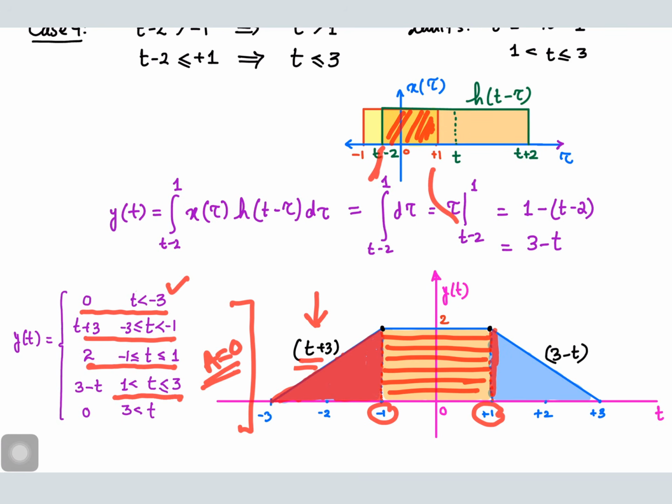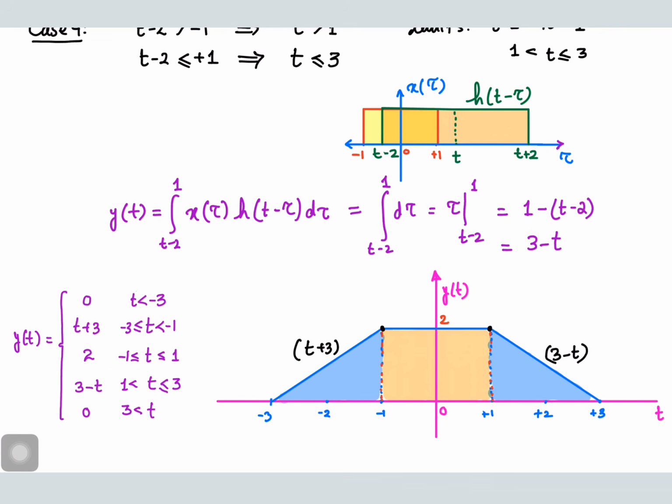So you can see as the time moves onwards, the area that is covered by the overlap of the two signals will be decreasing, and once the time becomes equal to 3, the area overlap ends, and once h of t minus tau is moving onward such that t is greater than 3, then there will be no overlap, and you can see that the area becomes 0. So when you convolve two rectangular functions, the result is the trapezoidal function, and that is shown in this diagram, right?